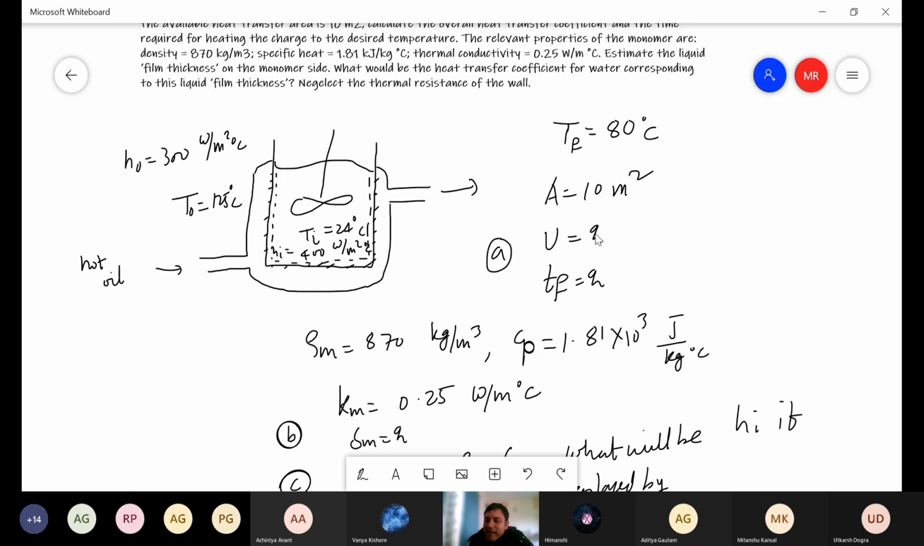Correct? Yes or no? And when we are saying this reactor is made up of metal, that means the thermal conductivity of the metal is always 1 or 2 orders of magnitude higher than the liquid, isn't it? So both inside this container and outside this container, the liquid is present. So that means the resistance offered by this metal wall is going to be much lower.